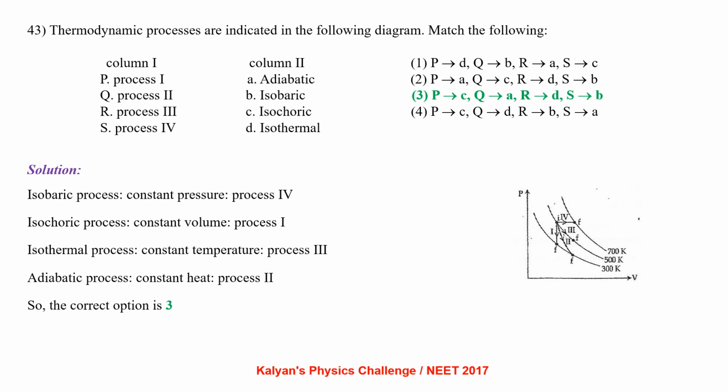Different thermodynamic processes are indicated in the following diagram. Match the following. Please take some time to see the diagram carefully. There are 4 thermodynamic processes indicated. Let us see the processes one by one. Isobaric process, here pressure remains constant. As you can see in the diagram, it is process 4. Isochoric process, volume remains constant. So it is, from the diagram, process 1.